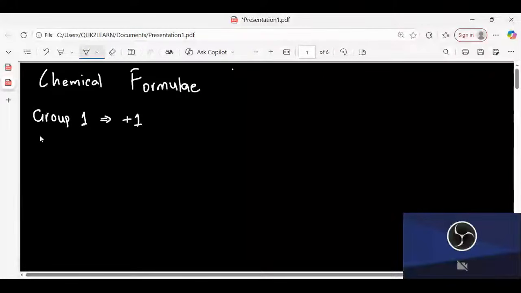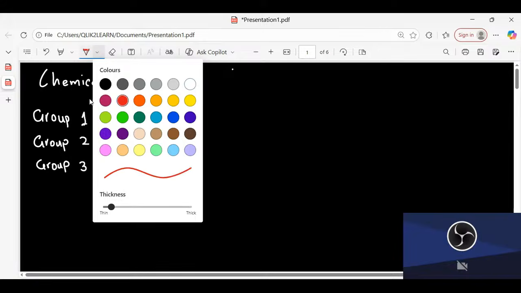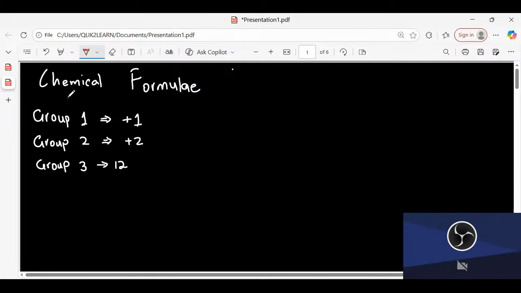Then we have the elements in group two. The elements in group two become ions with the charge of +2. And then there's the ones from group 3 to group 12. All the elements in group 3 to 12, we call these elements the transition elements. So these are transition elements.